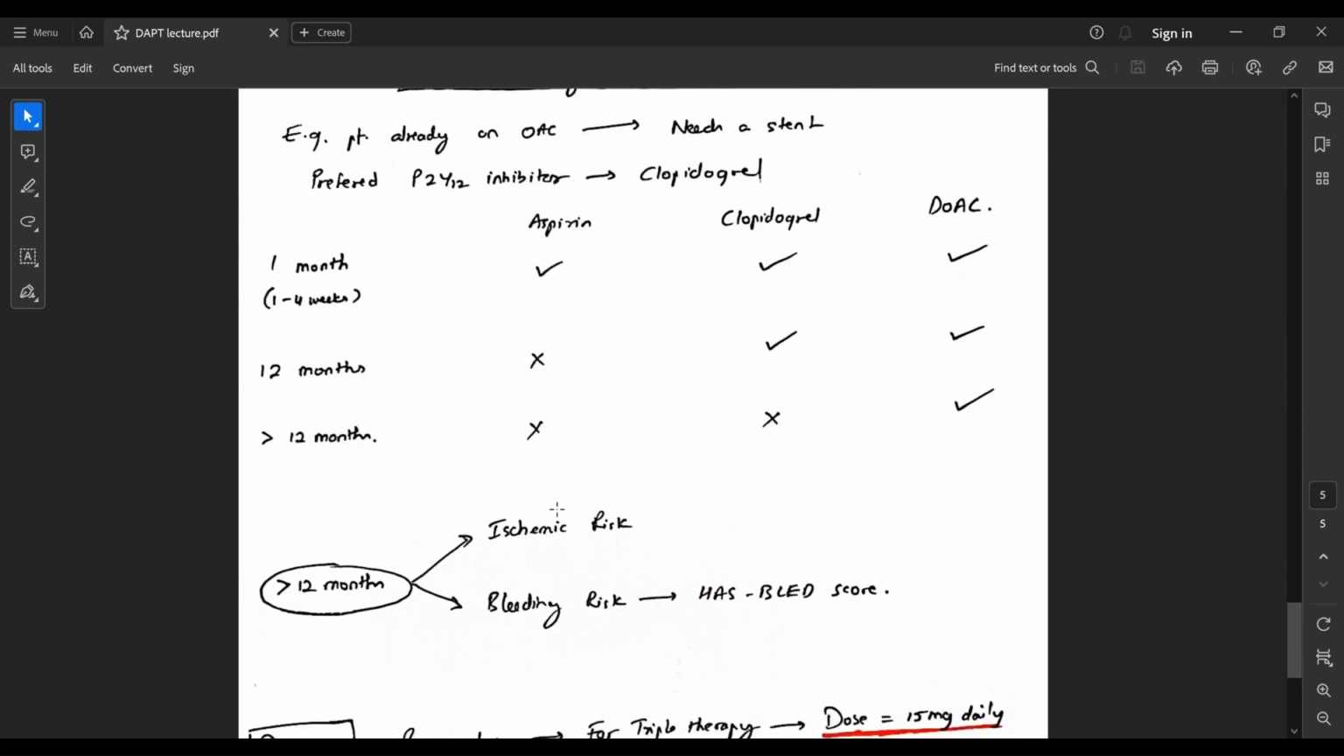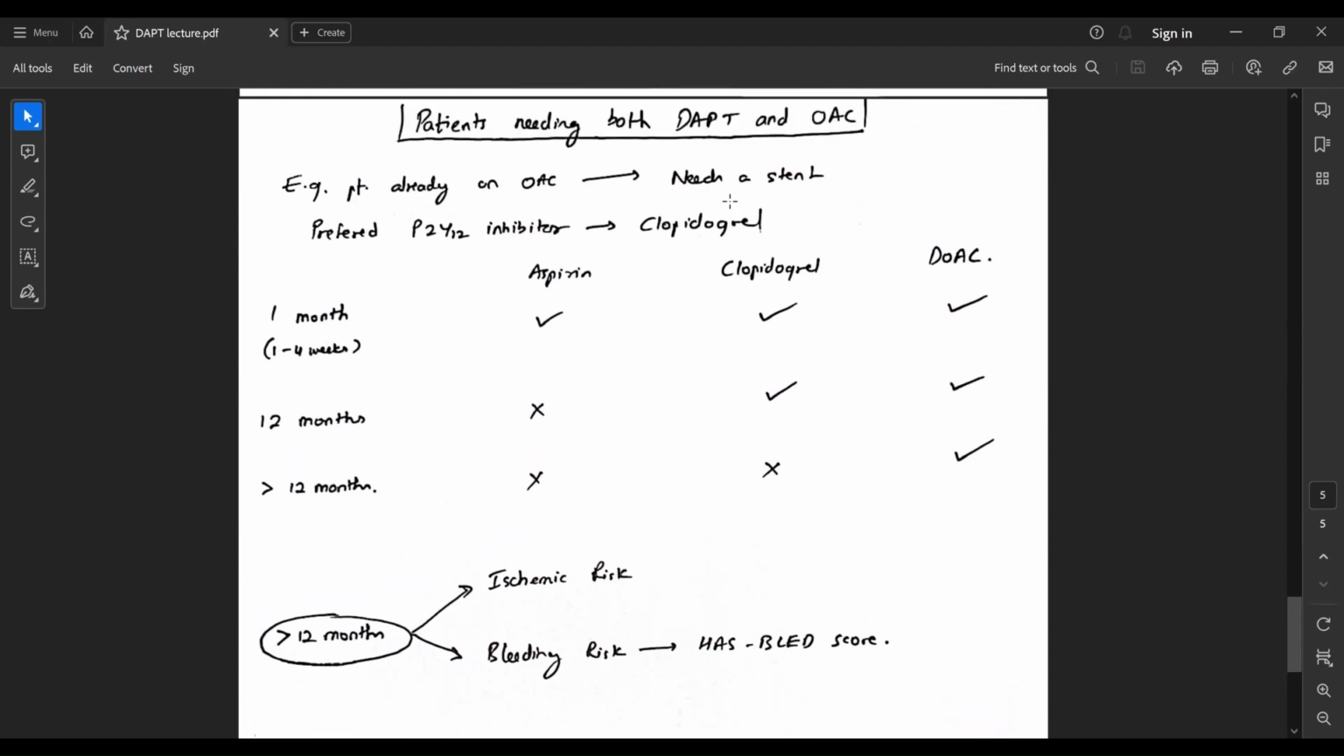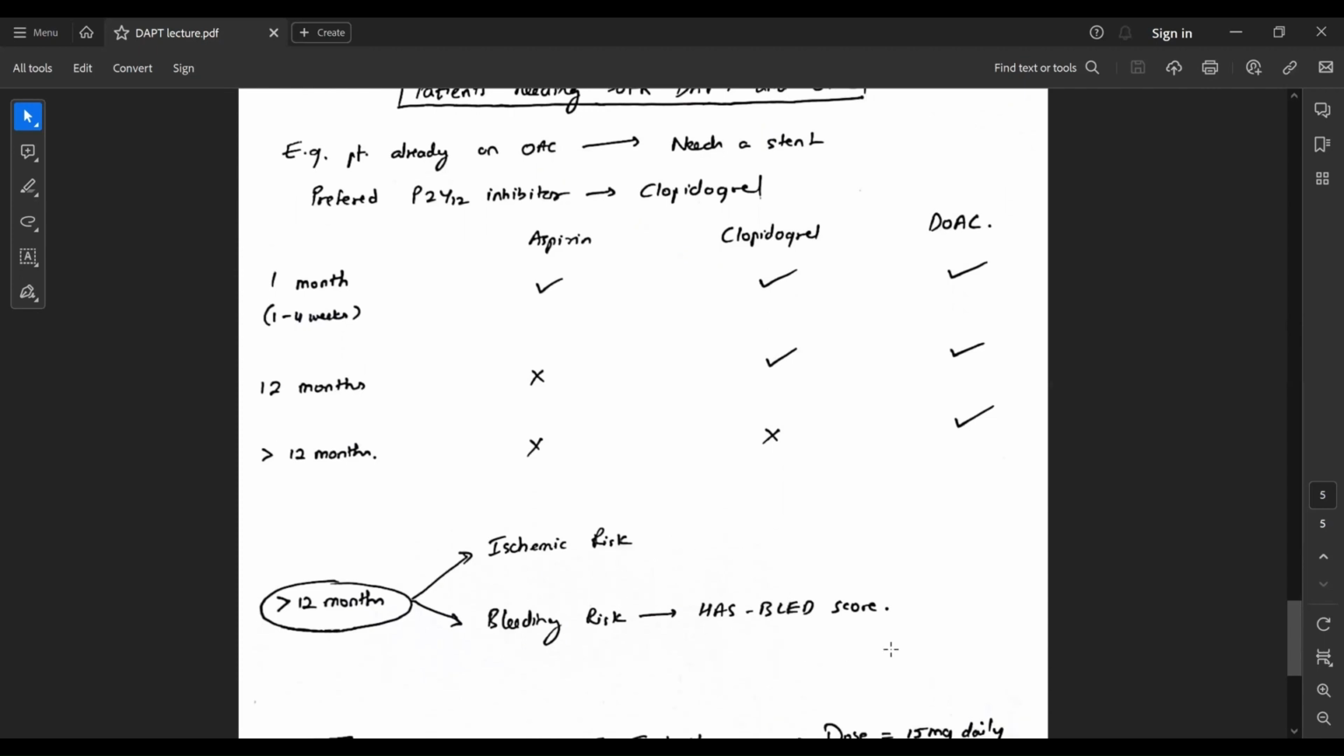In the patients who are at high risk of bleeding, we can consider stopping clopidogrel in some patients after 6 months post PCI, and then only keep them on DOAC. You can consider using the Has-Bled score in the patient who have a high risk of bleeding. Again, remember, Has-Bled score is for the patients who are on anticoagulation. This is not used for the patients who are only on DAPT. So this is again an important point of confusion in rounds.